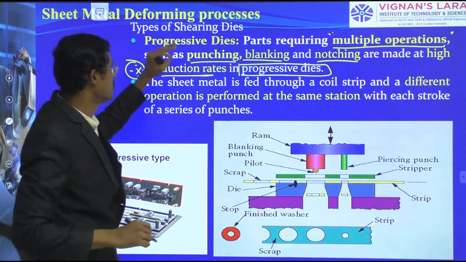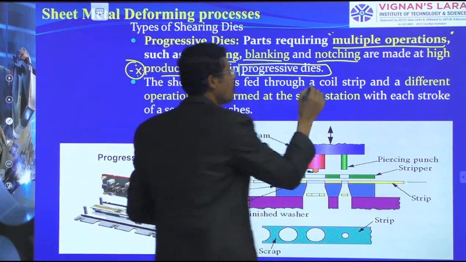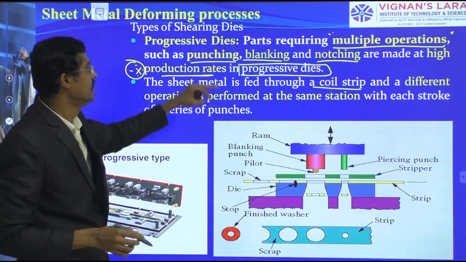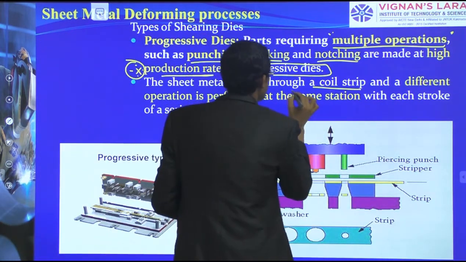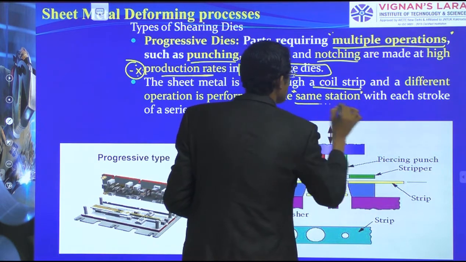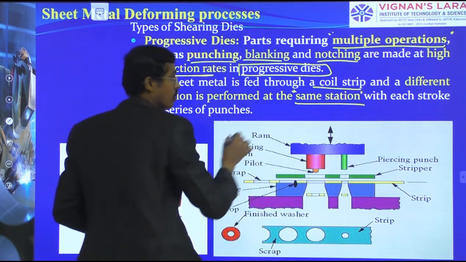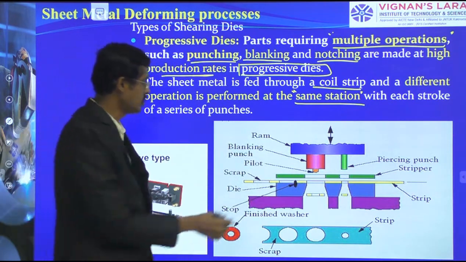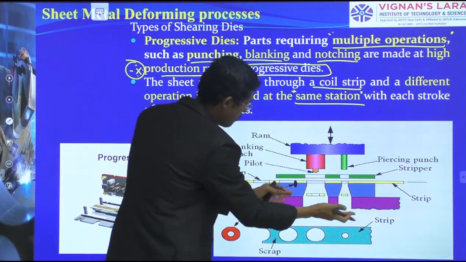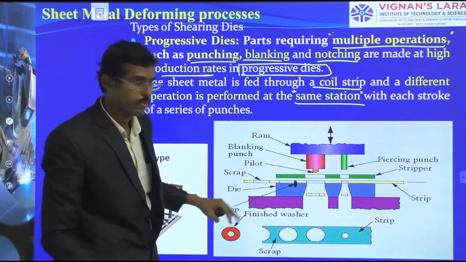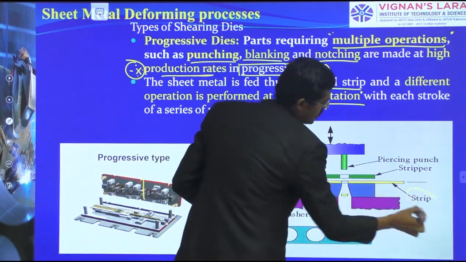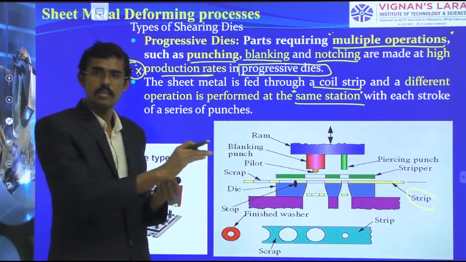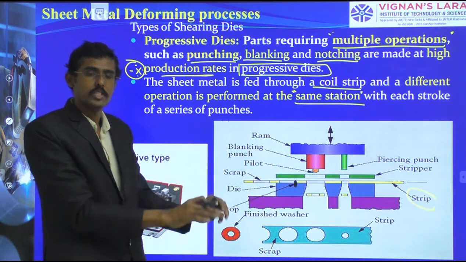The sheet metal is fed through the coiled strip and different operations are performed at the same station. So this point is important. At the same station, with each stroke. Same station, single stroke, multiple operations. You see here, in this setup we have a punch, a die and strip. This yellow color strip here is the sheet metal which we are going to punch.